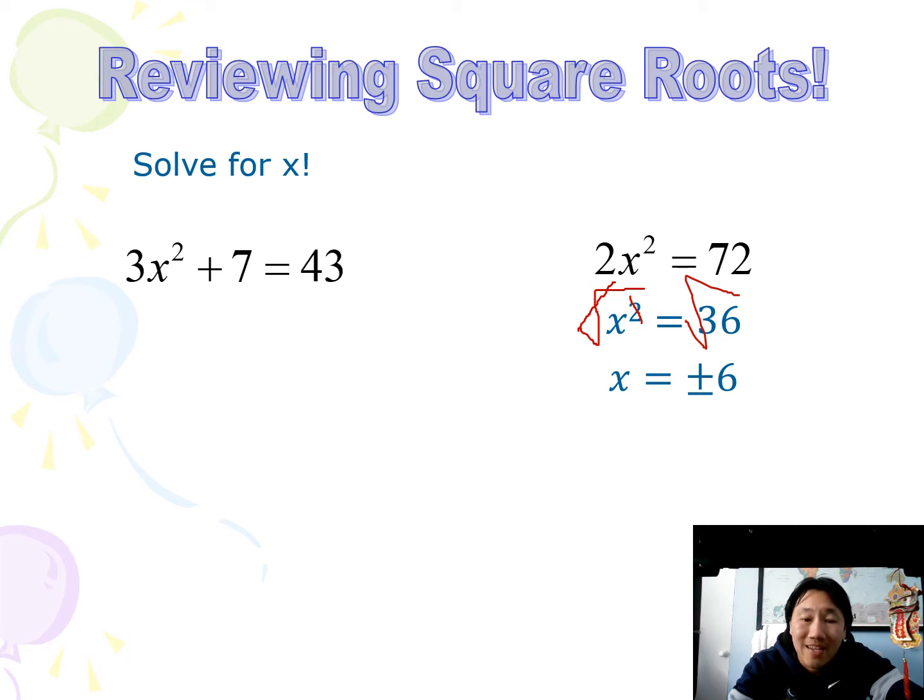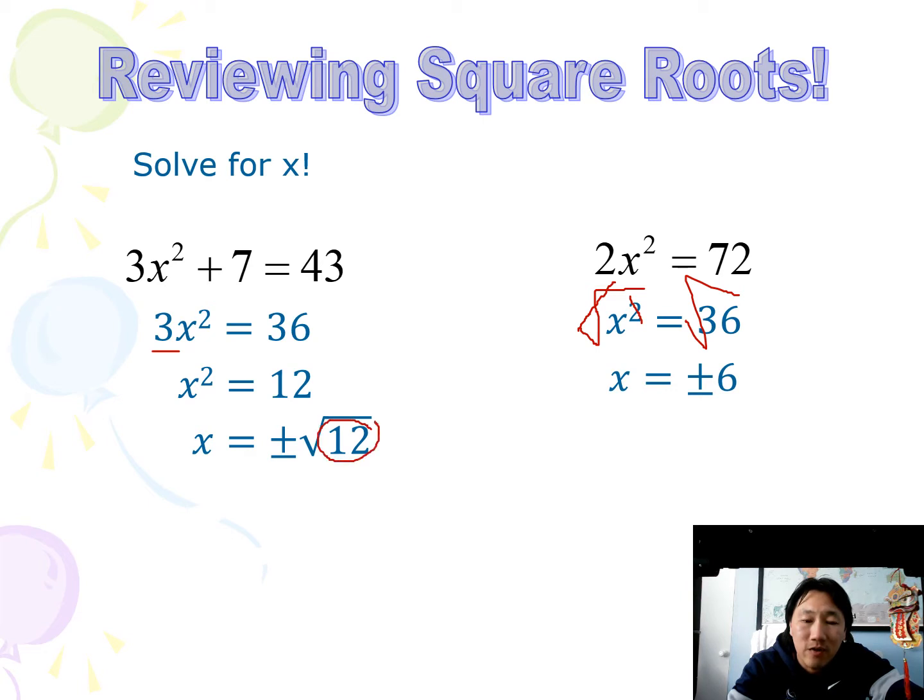Here's another example. First step, subtract 7 from both sides. Oh, we got 36 again. And then we're going to go ahead and divide both sides by 3. And then square root both sides. And then I guess you can simplify this square root of 12 a little bit. X equals plus or minus 2 square root of 3.